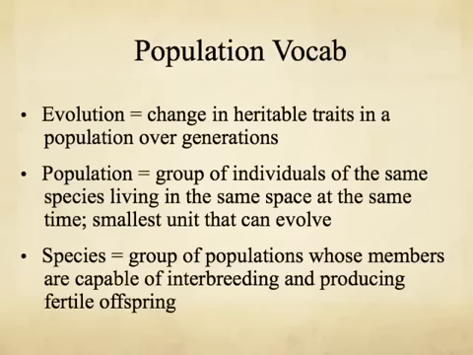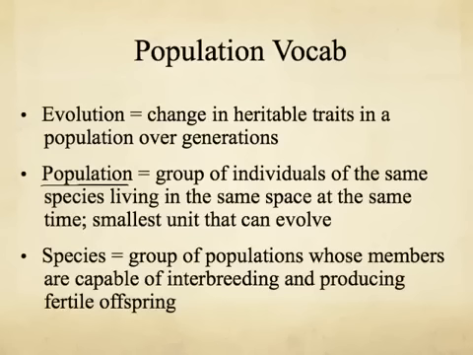So a new word that we haven't seen in quite a while since the beginning of the year here is population. And we're going to define population as a group of individuals of the same species living in the same space at the same time. So this is the smallest unit that can evolve. Remember that we said that individuals cannot evolve, only populations can? So an example might be a bunch of the same species of birds living in a tree at the same time.